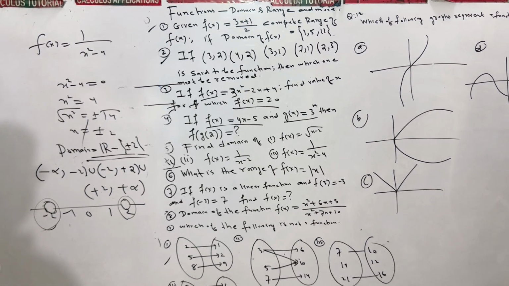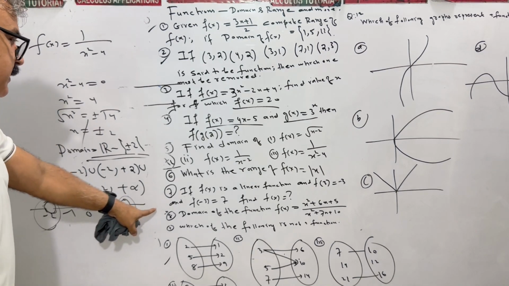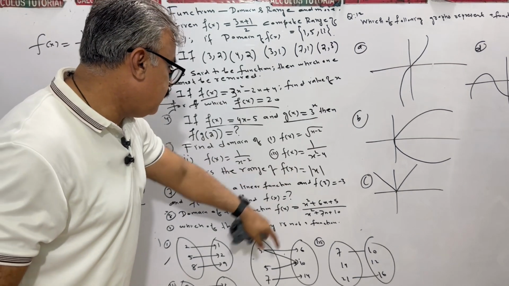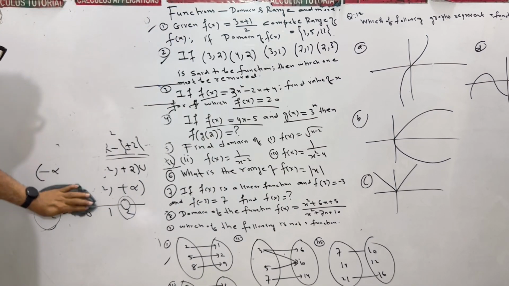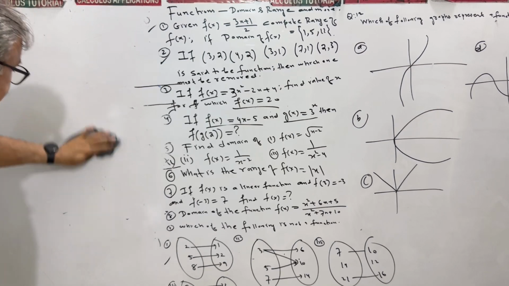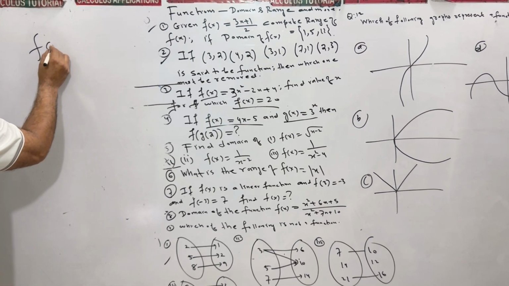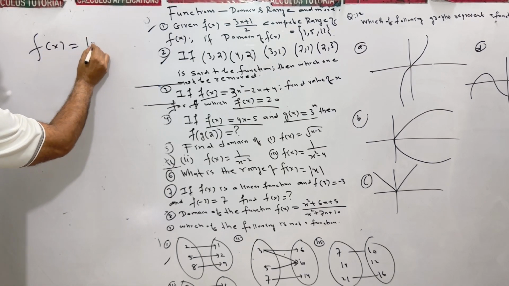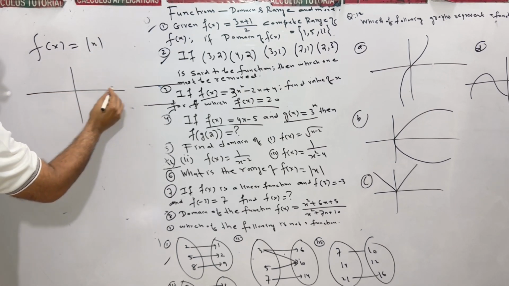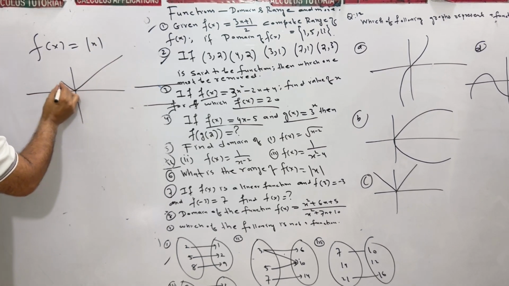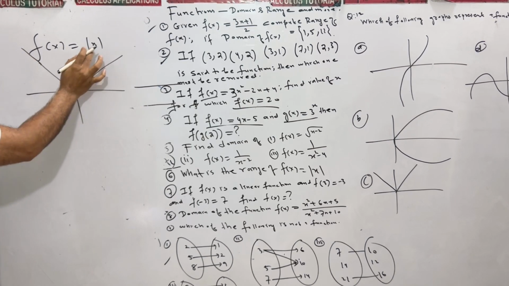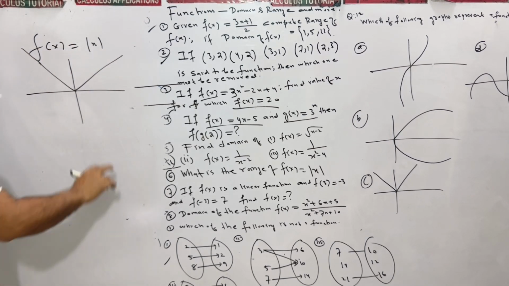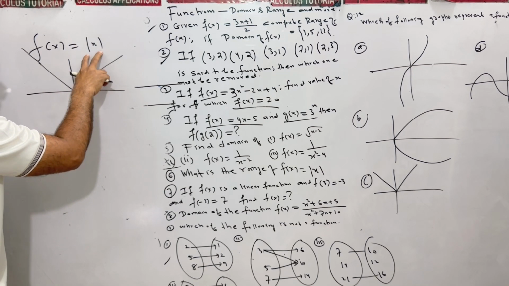Okay, cool. Moving towards another elegant question. Now, question number 7. What is the range of f of x? We are asked to find the range of f of x. f of x is the modulus function. Its graph is given by a V. Whether you put positive values or negative values, both result in positive. That is the graph of f of x equals modulus x.